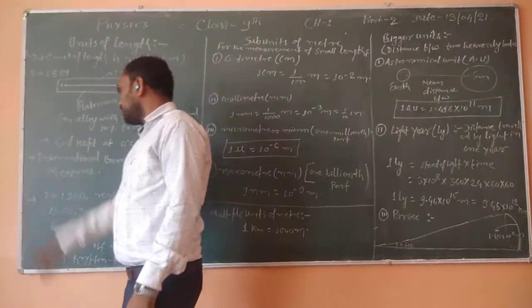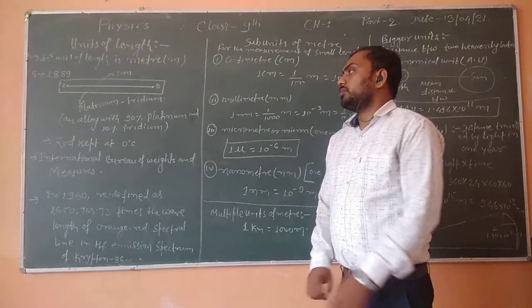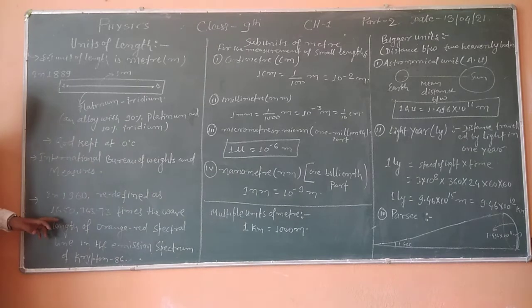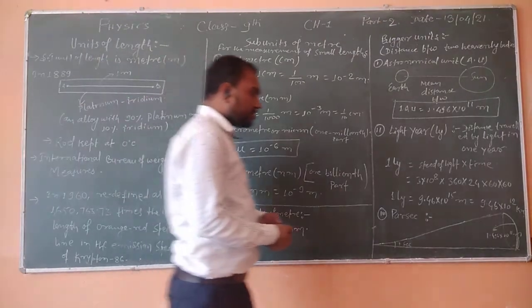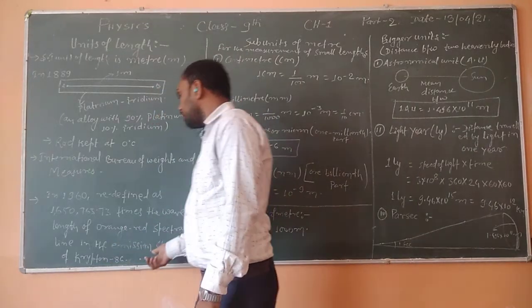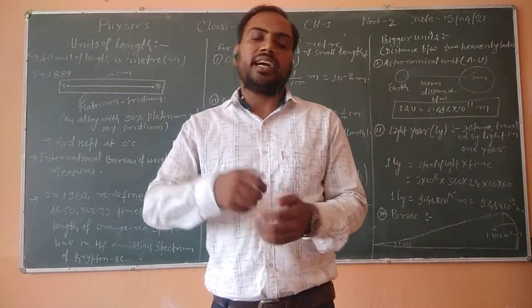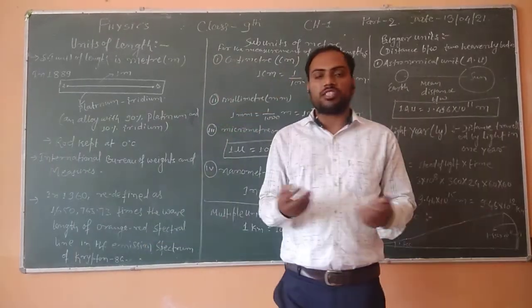After that, in 1960, the redefinition of the meter was done, using the radioactive substance krypton 86. This metal emits, radiates alpha, beta and gamma. That is called emission, or the emission spectrum.